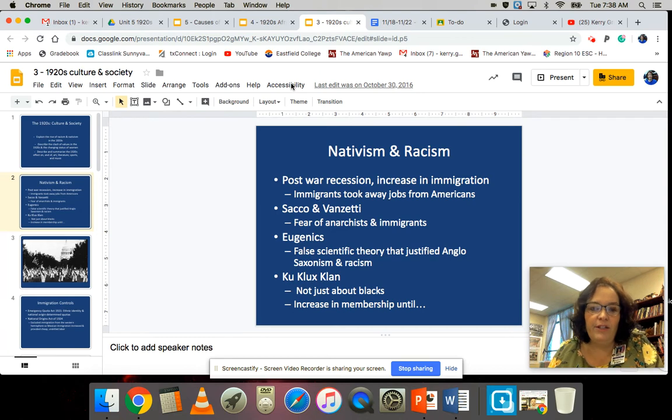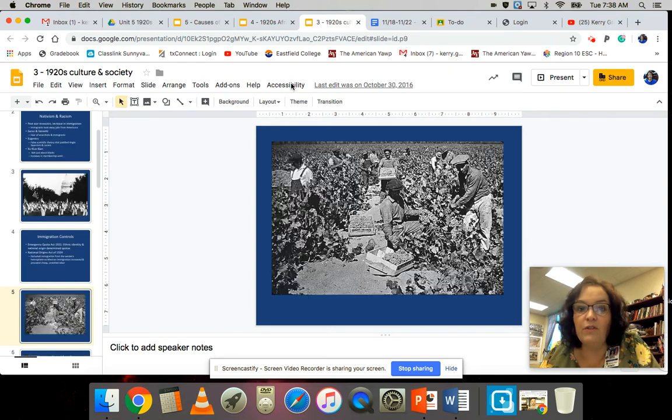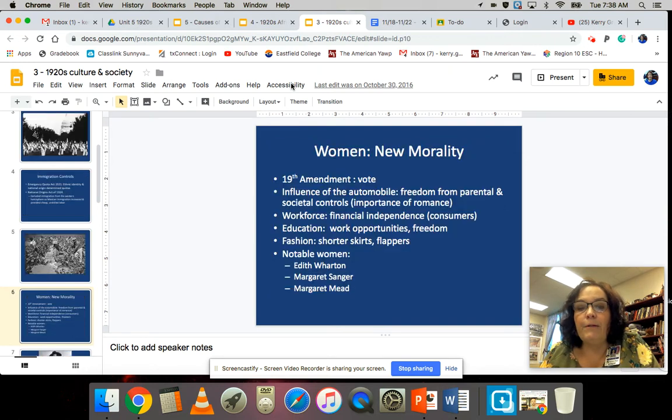You have the rise of the Ku Klux Klan during this period, in part because of immigration, but also because of racism. You need to know that immigration controls, the Immigration Quota Act of 1921 and the National Origins Act of 1924, significantly limit immigration from Europe, but do not limit immigration from Mexico. So they are still using Mexican workers primarily in agricultural fields.